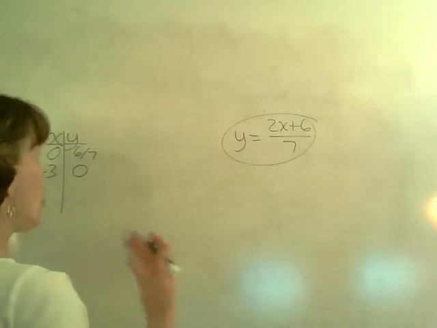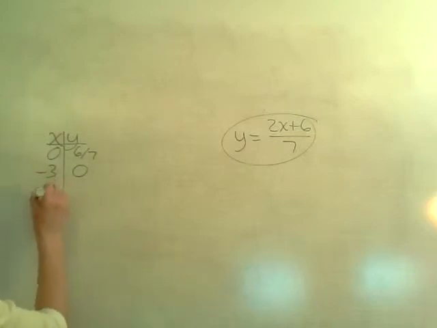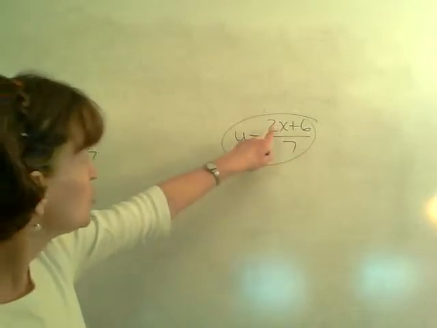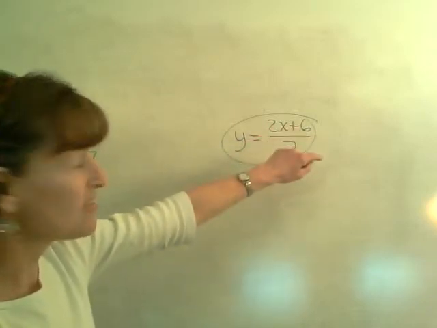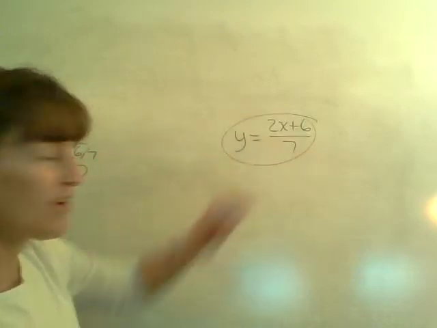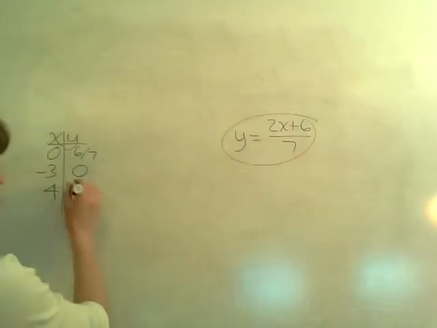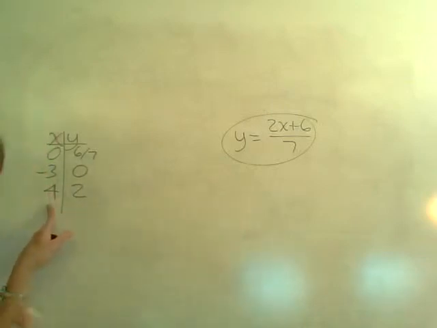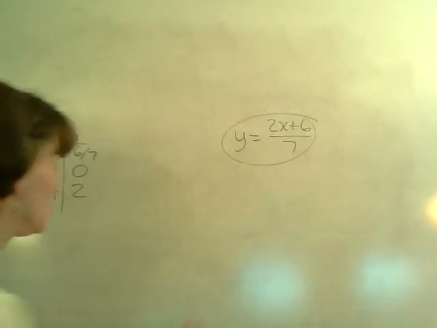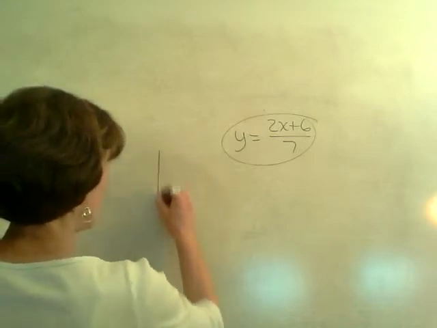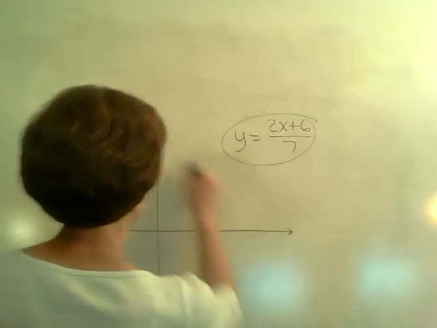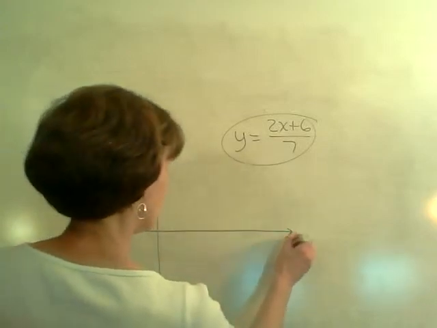Okay, let's pick a positive number for x. How about 4? All right, so we put 4 in for x. 2 times 4 is 8. 8 plus 6 is 14. 14 divided by 7 is 2. So y equals 2 when x is 4. These are all points on my line. So now I'm going to graph these points and connect them, and I will have my line.